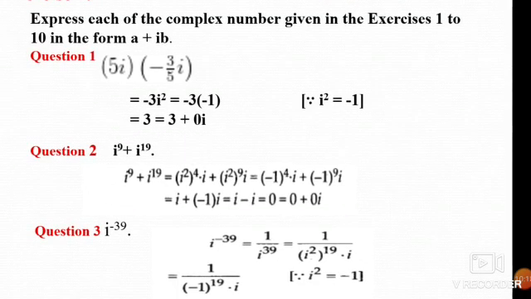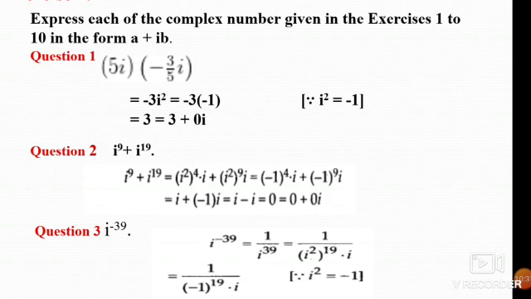Similarly, i power 9 plus i power 19. i power 9 can be written as i square the whole power 4, that is i power 8 into i, plus i square the whole power 9 into i, that is i square is minus 1. Substitute it, and you will get 0 plus 0i.